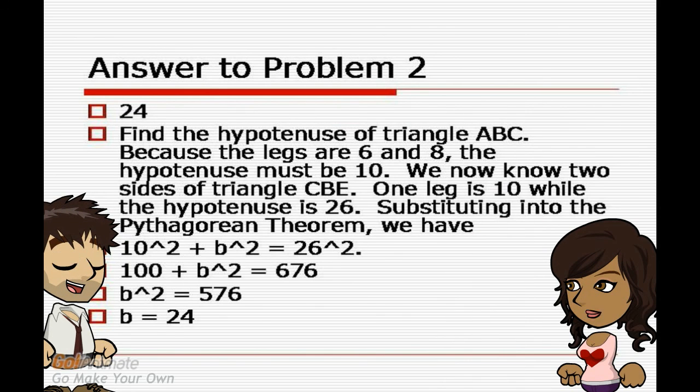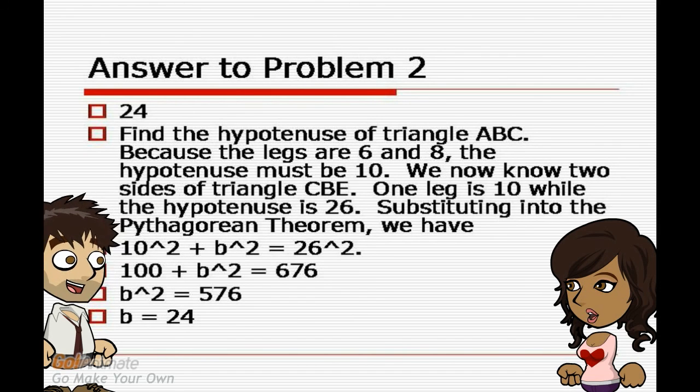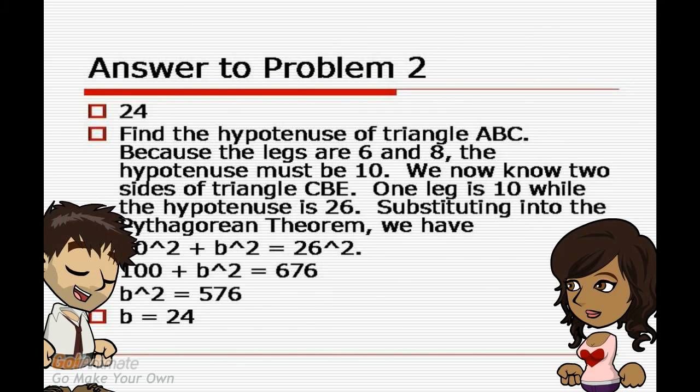The answer is 24. First, find the hypotenuse of triangle ABC. Since the legs are 6 and 8, the hypotenuse must be 10. Now look at triangle CBE. We know the hypotenuse is 26 and one leg is 10. Substituting into the Pythagorean theorem gives us 10 squared plus b squared equals 26 squared. Squaring gives 100 plus b squared equals 676. Subtracting 100 gives b squared equals 576. Taking the square root of both sides gives b equals 24.